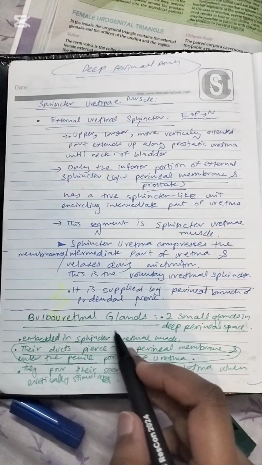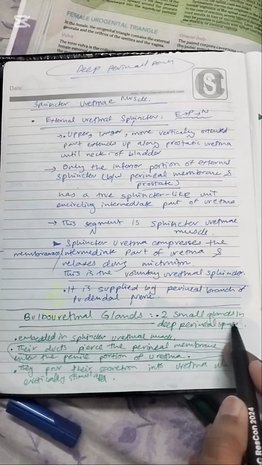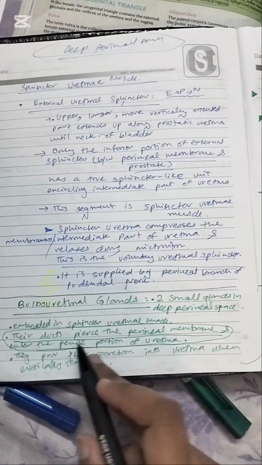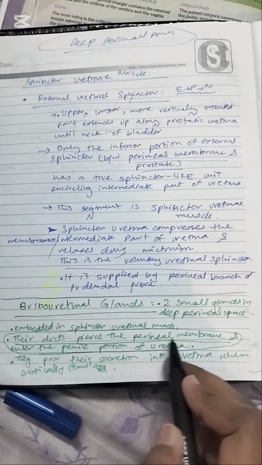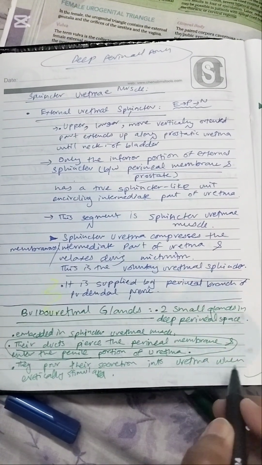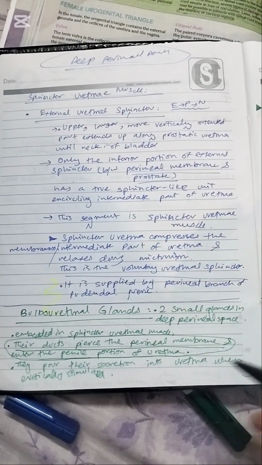Okay. Now let's talk about the bulbourethral glands, which are two small glands in the deep perineal space. They are embedded in the sphincter urethrae muscle. Their ducts are going to pierce the perineal membrane and enter the penile portion of the urethra. They are going to pour their secretion into the urethra when erotically stimulated.